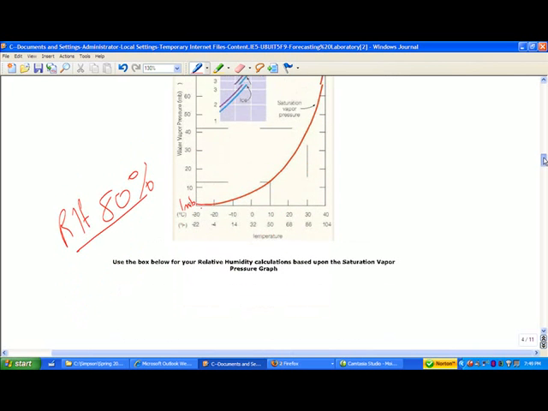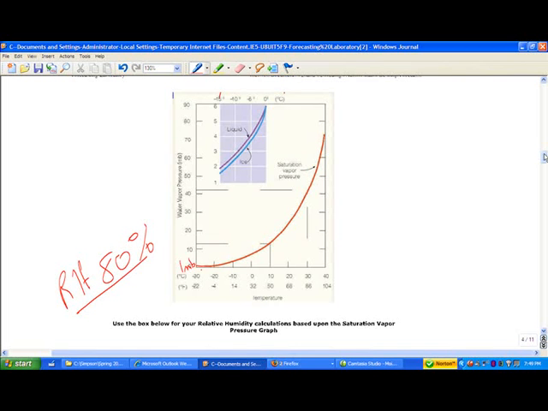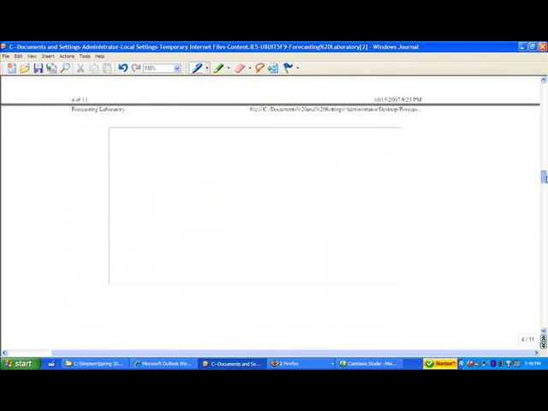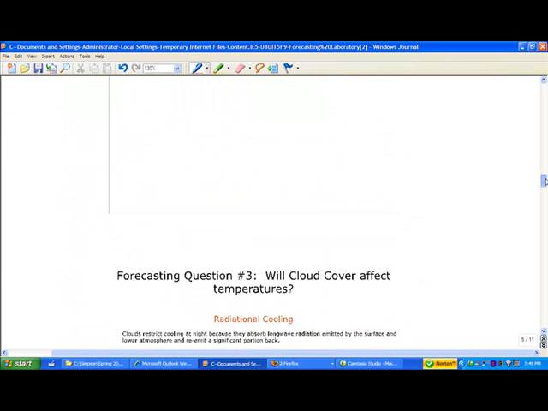But for our forecasting exercise, we're not predicting the amount of water vapor, we're just predicting the relative humidity. And so, yes, we will forecast for sufficient moisture, even though there won't be a lot of water vapor in the air.